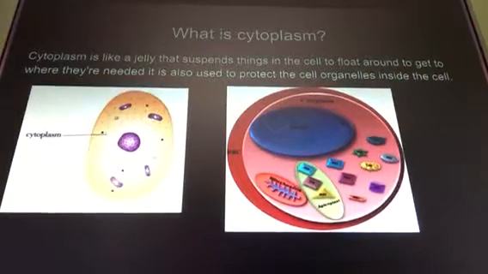What is cytoplasm? Cytoplasm is like a jelly that suspends things in the cell to float around and to get to where they're needed. It is also used to protect the cell organelles inside the cell.